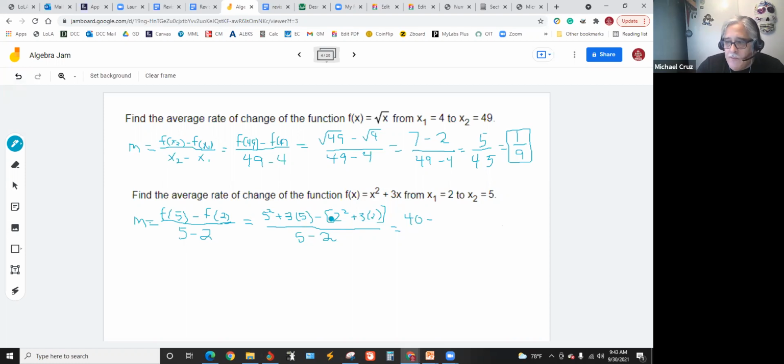2 squared is 4. And 3 times 2 is 6. So that's 10, right? So 2 squared is 4. 3 times 2 is 6. 6 plus 4 is 10. Just to make it a little bit shorter. So this one comes out to be a whole number, even though it looked messy at the beginning.